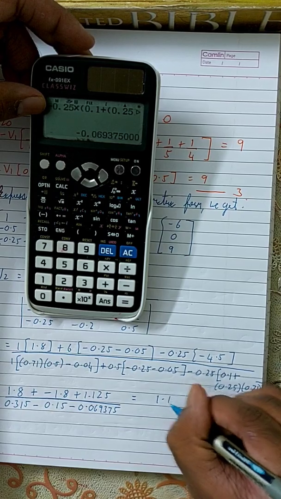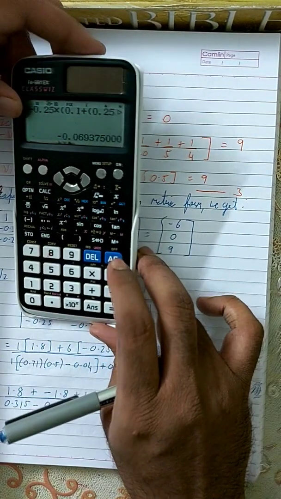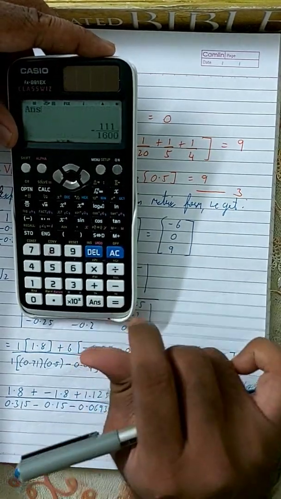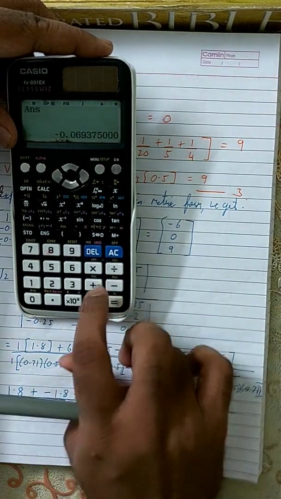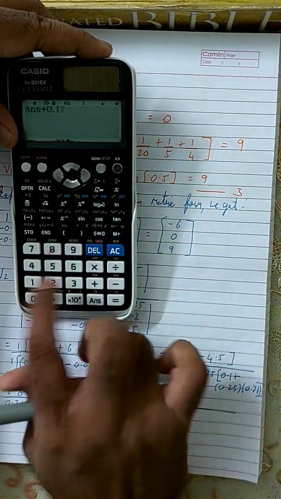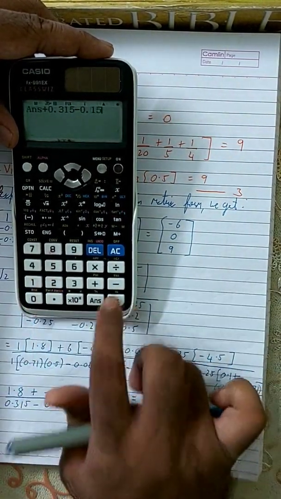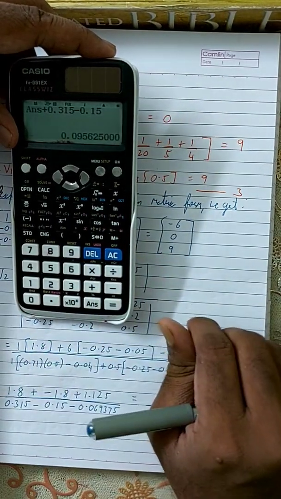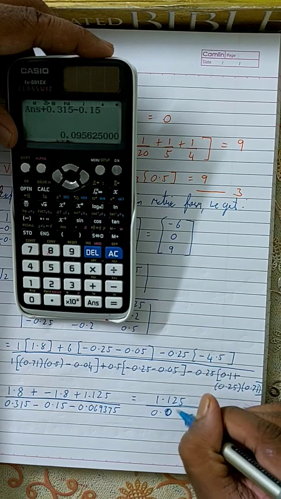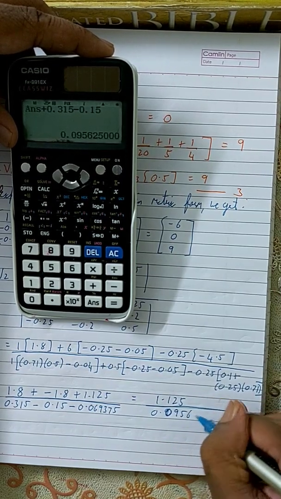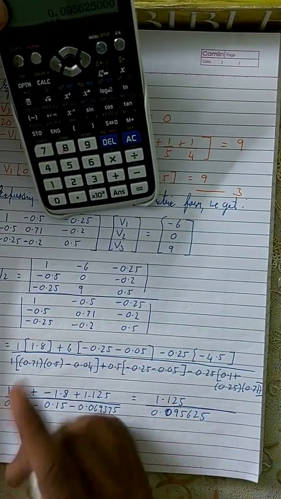You will have 1.125 divided by the denominator. Let me see, this is the answer, right? So I don't have to find that again. This is the answer. So answer plus 0.315 minus 0.15, and you will get 0.095625. This is the denominator. So now I can use this denominator for the other terms also, right?